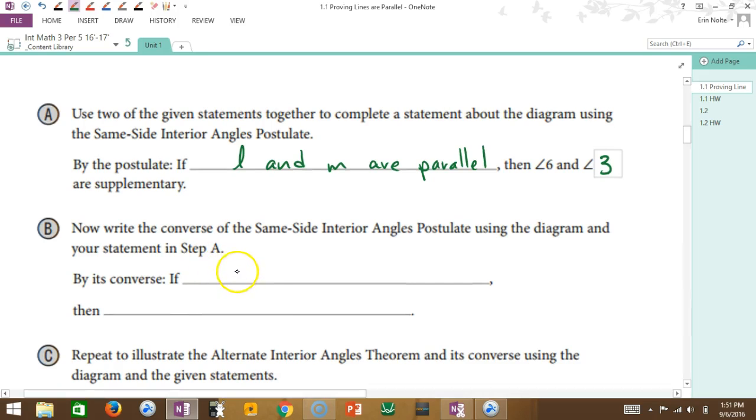Right. So if the angles, specifically 6 and 3, are supplementary, then L and M are parallel. I'll give you the definition here in a second.